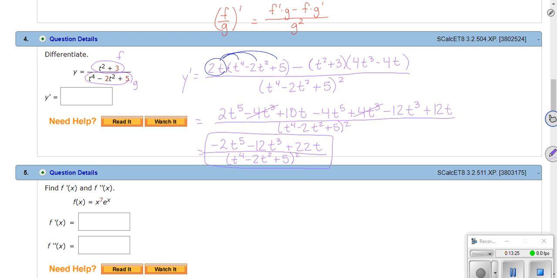Okay. Now, I do notice that you can pull out a 2 and a t out of the top. I don't know if they would do that or not, but I don't think you should have to. But again, if they count that wrong, I would probably start by pulling out a 2t and just factoring it out of the top. But I don't think that's necessary.